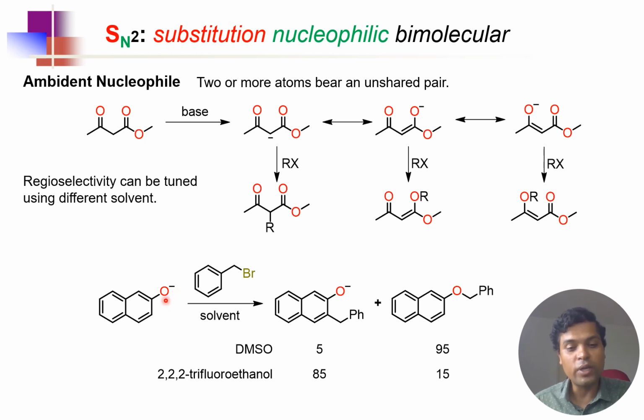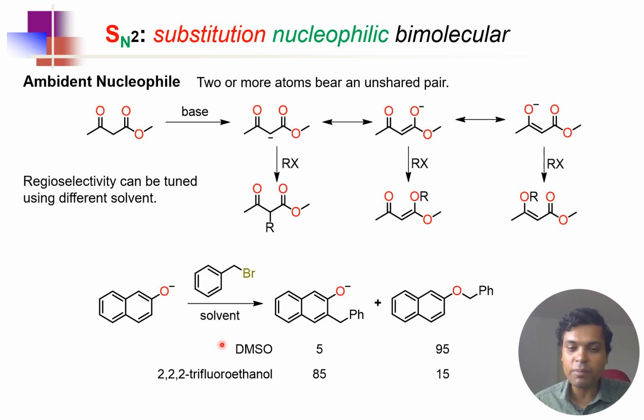When you react this compound with benzyl bromide, you can get two products. In one, the reaction occurs via the oxygen atom; in the other, it occurs through the carbon center. The first is called O-alkylation: you alkylate at the oxygen position. The second is called C-alkylation: the reaction occurs at the carbon center.